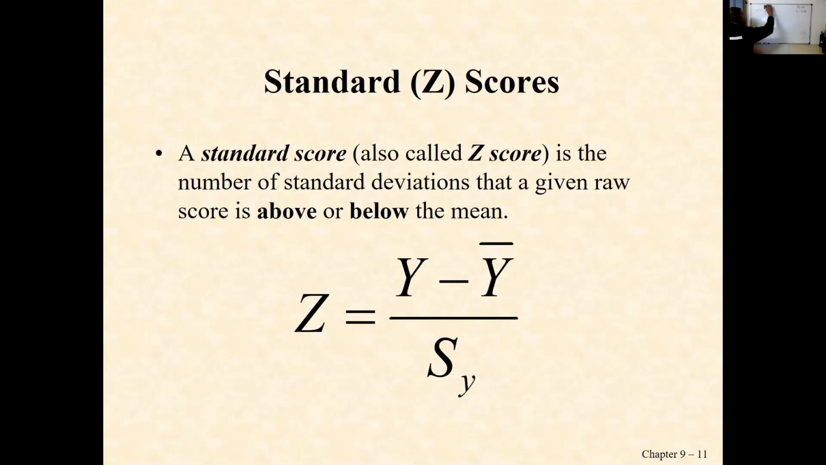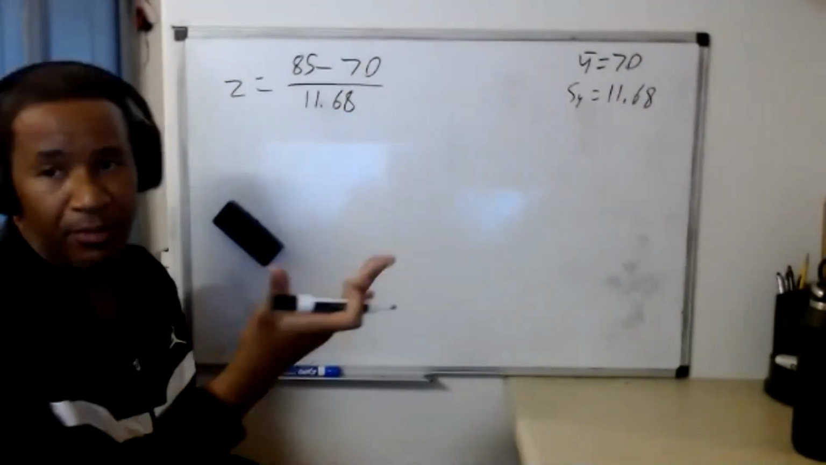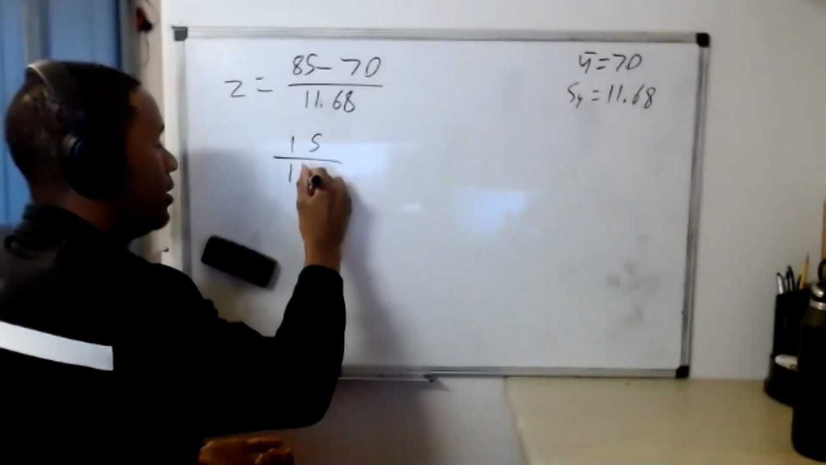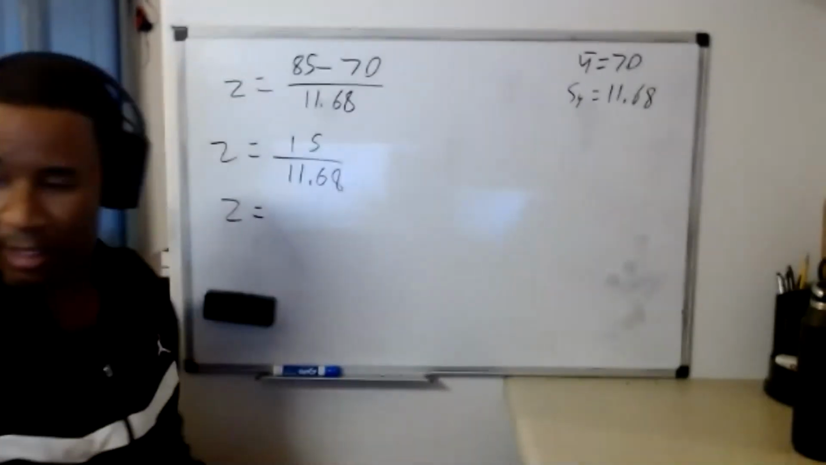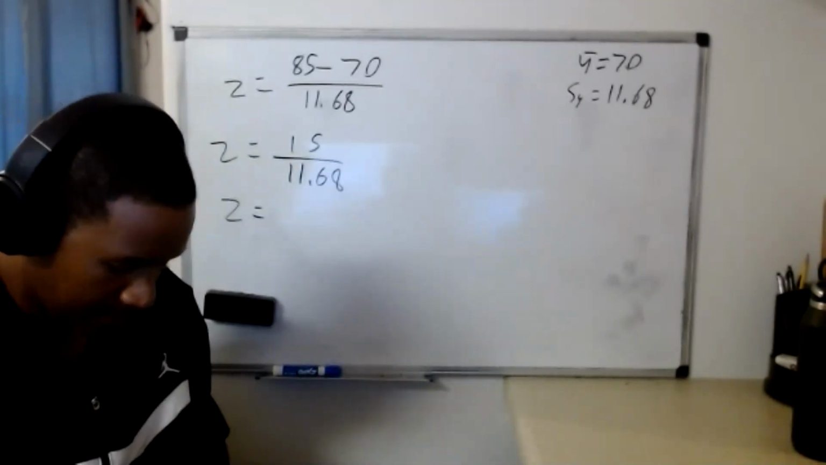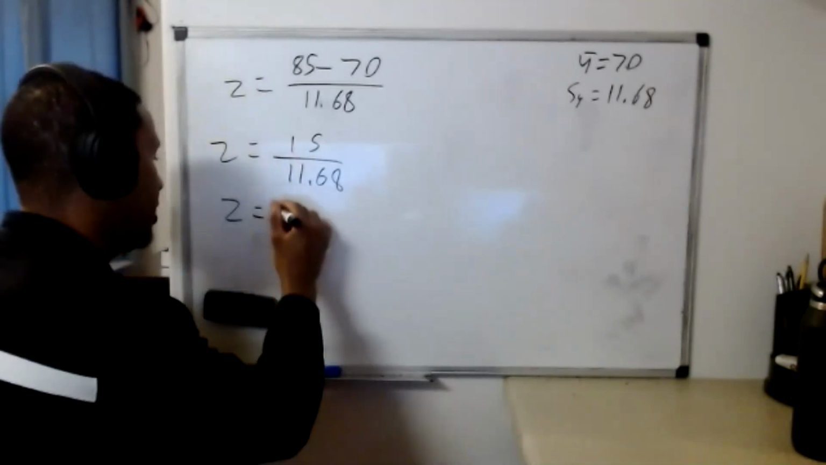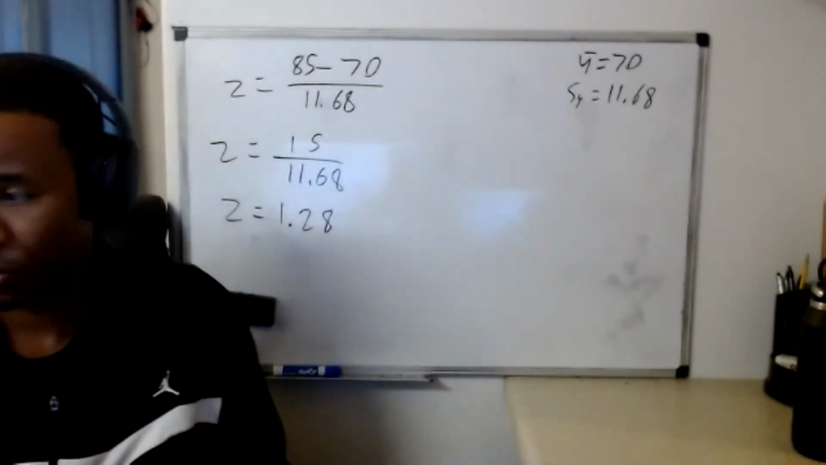I go 85 minus 70. Okay, so I do 85 minus 70, and I got 15 at the top, right? So 15. We divide that by 11.68, and then that will give me a z-score, which is equal to 1.28. So my z value, we're going to round to 2 decimals in this situation. So our z value is equal to 1.28.